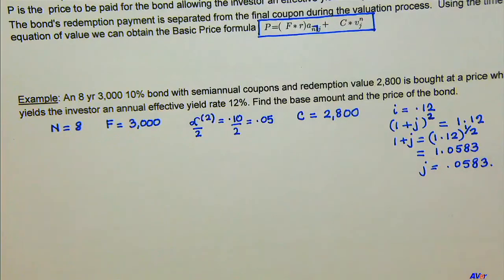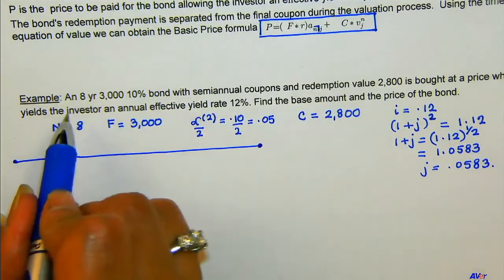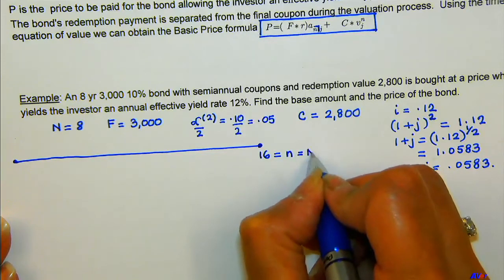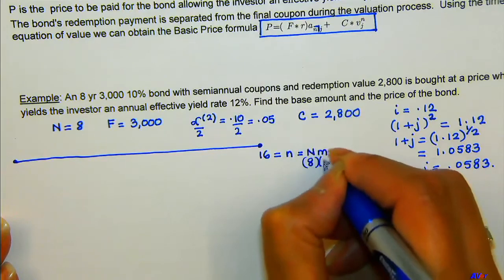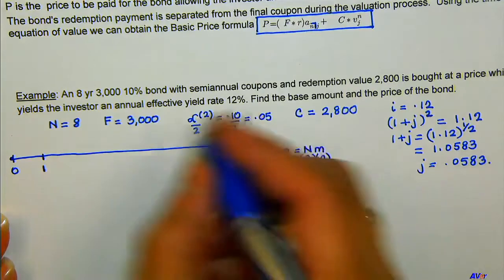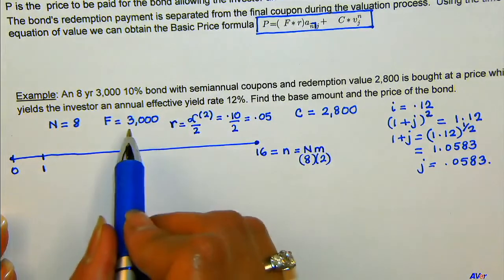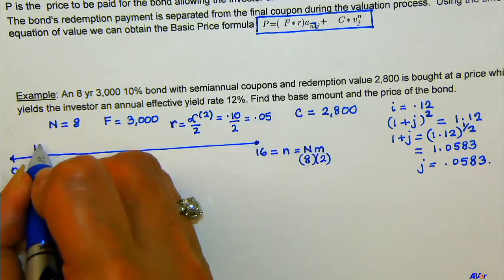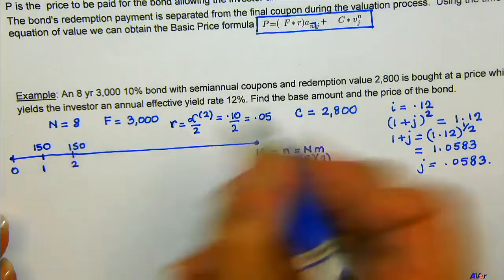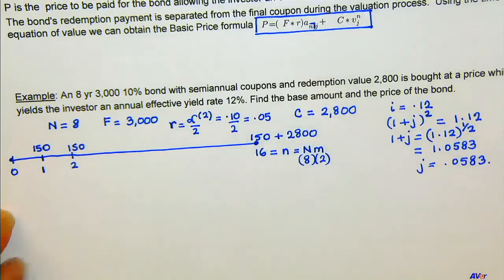Okay. So now I can find the price of the bond, right? Shall we draw a timeline? This happens for 8 years, twice a year. So this is going to be n equals n times m, which is 8 times 2, 16. Start at 0. At time 1, I have Fr. This is r right here, the coupon rate per coupon period. So 3,000 times 0.05, 150, right? 150, 150, 150 happens all the way here, plus C also happens here, plus 2,800 at the end, at time 16.